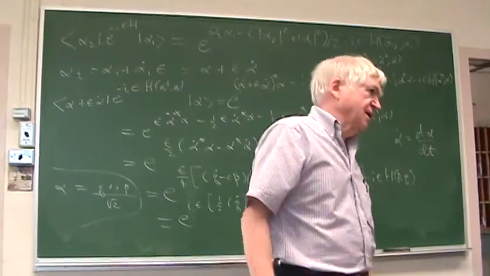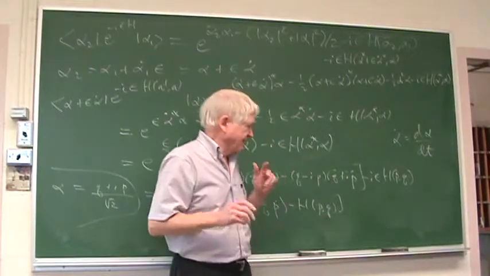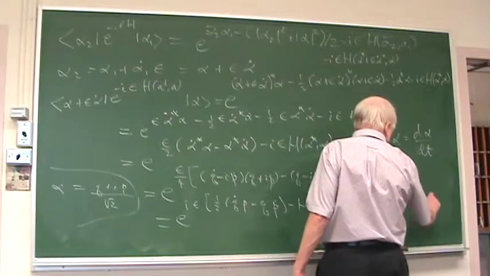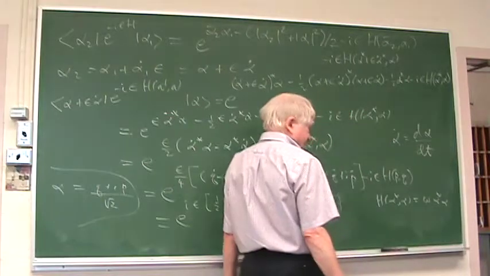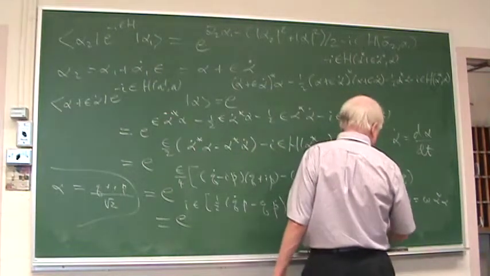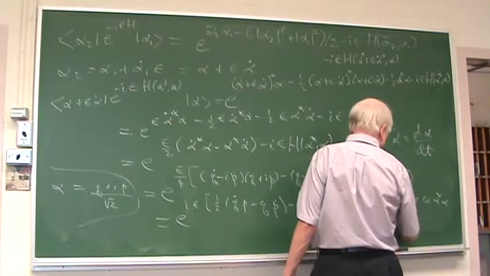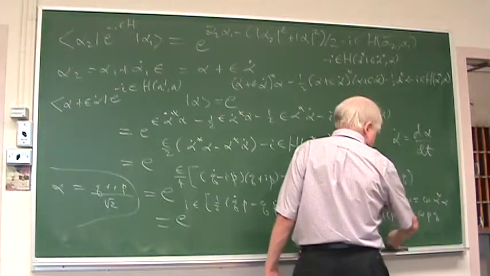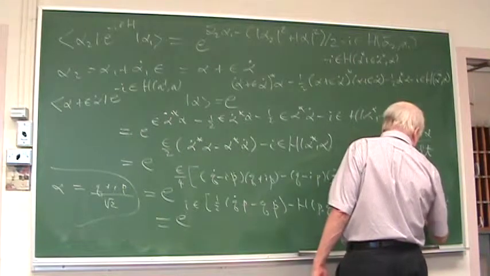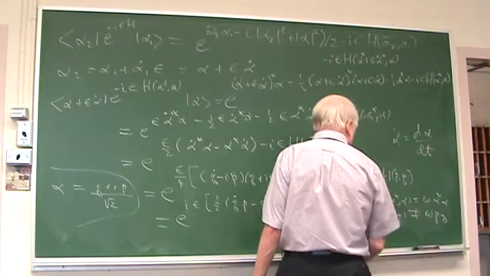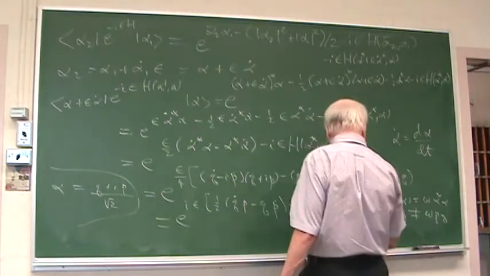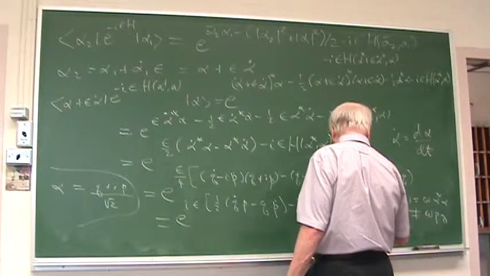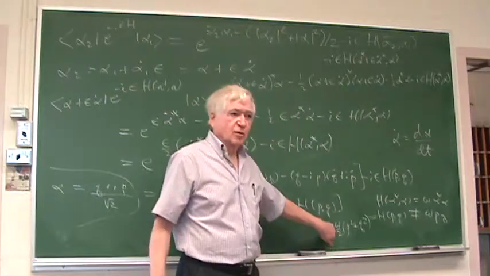That's right. He's pointing out something important there. In other words, if h of alpha star alpha is, for example, omega alpha star alpha, as it might often be, h of pq is not going to be omega pq. Instead, and let me try to get it right, I think it would be omega over 2 p squared plus q squared.